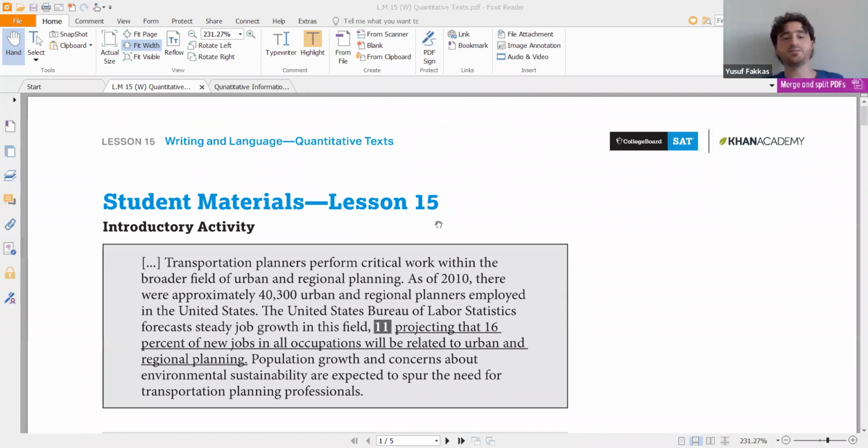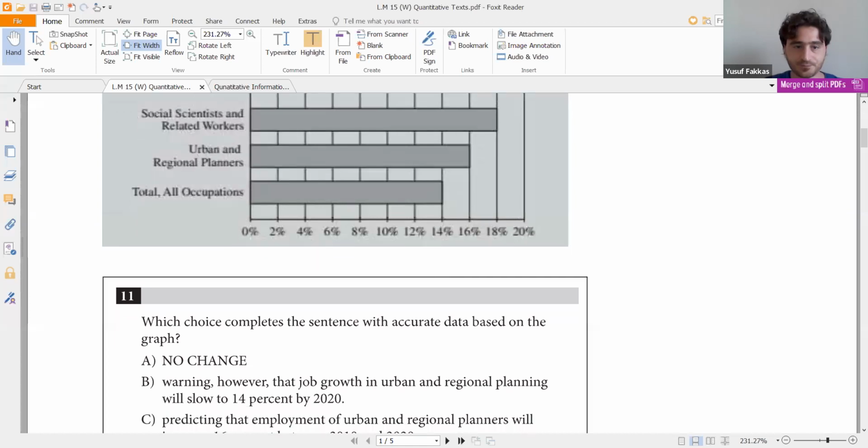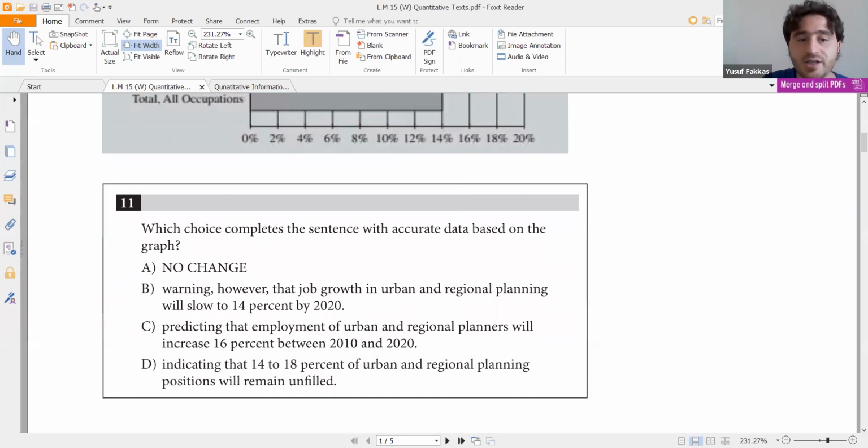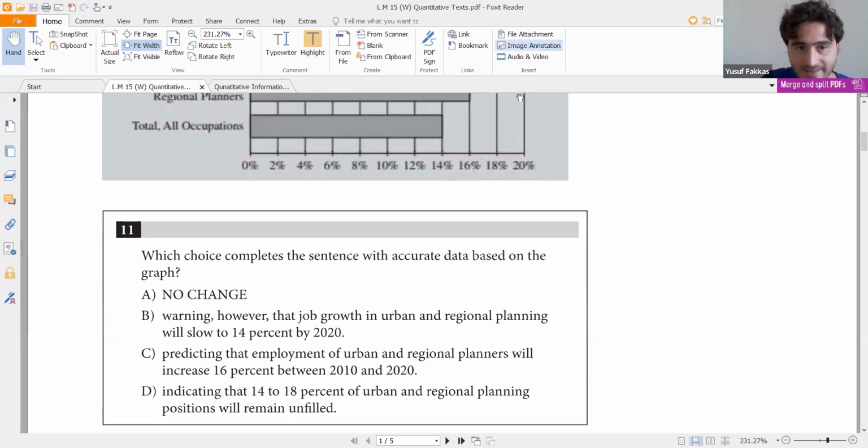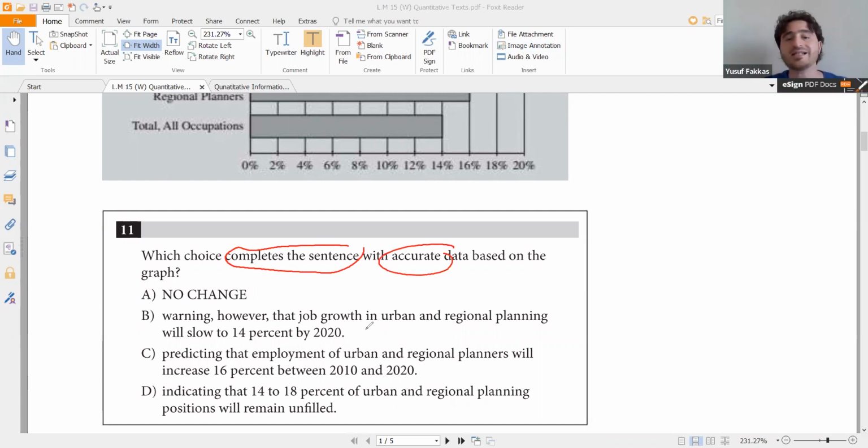All right, let's see here. As you can see now, this is question number 11, and it says, which choice completes the sentence? So we need to complete the sentence with accurate data based on the graph. It's the third type of question, which is replacing a vague description with a more accurate one. Okay, and it's question number 11.